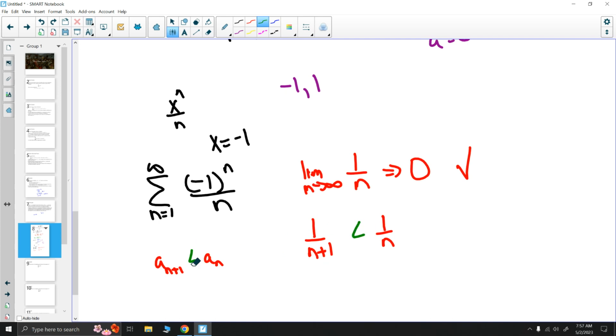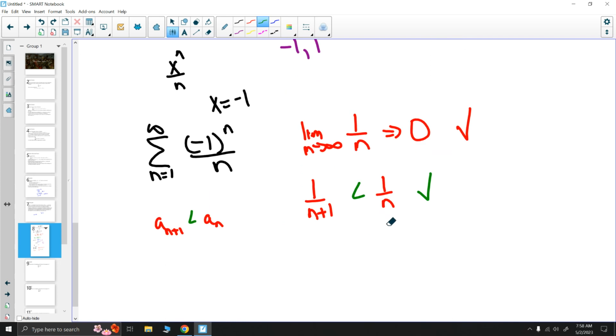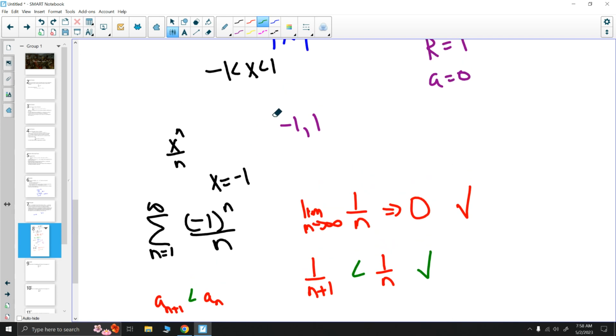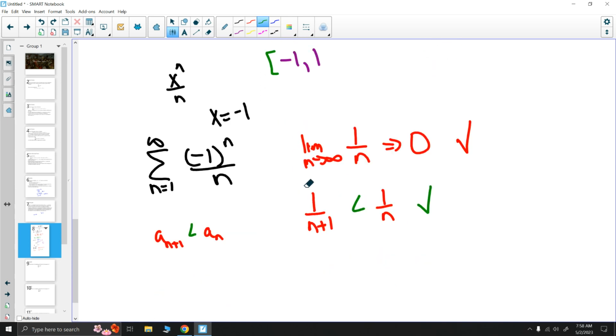That's better. Okay, we have to show that a sub n plus 1 is less than a sub n for all values of n. And 1 over n plus 1 compared to 1 over n. We have n plus 1 and n. This one will always be a bigger denominator, so it's always going to be a smaller value, so that checks. So, when x is -1, it converges via the alternating series test. So, it includes -1. All right, now let's try it for 1.